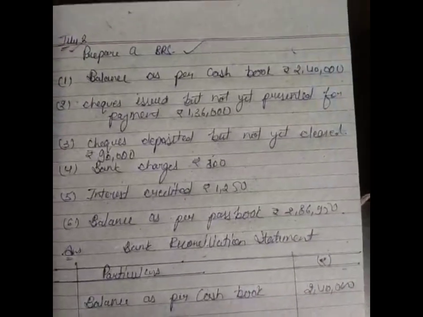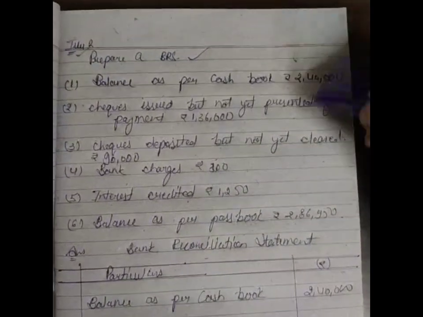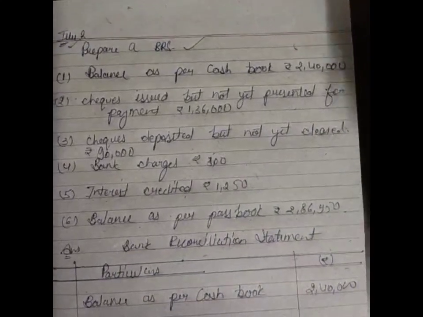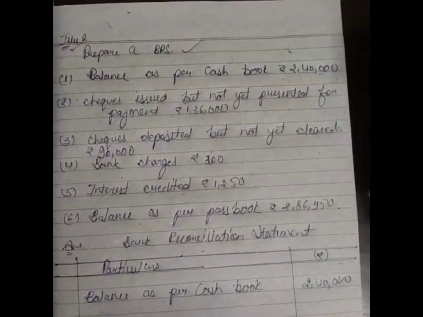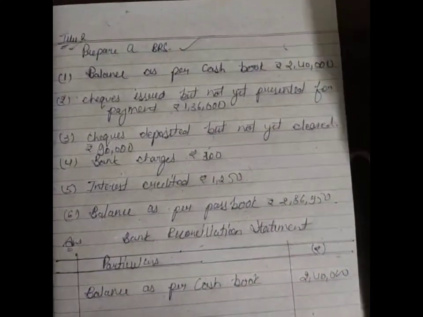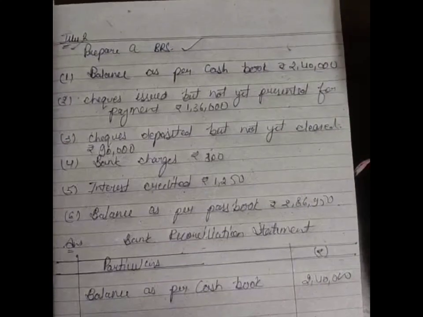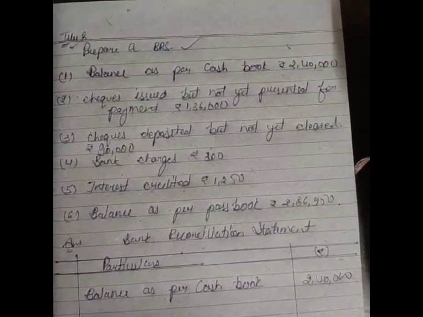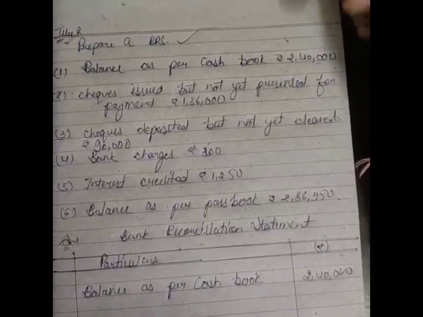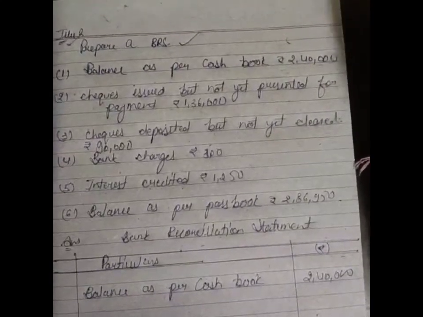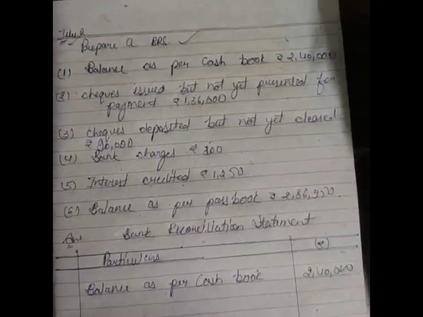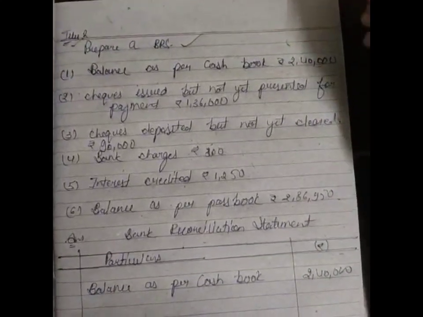The second thing, a transaction is given which says that the check issued but not yet presented for payment amounts to 1,36,000. That means what? That means my bank passbook is higher. What does this line mean? This line means that I have issued checks, but those checks have not been presented by the parties in the bank for payment, right? That means my bank account balance has not decreased.